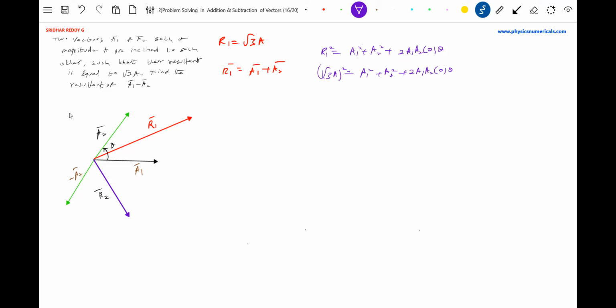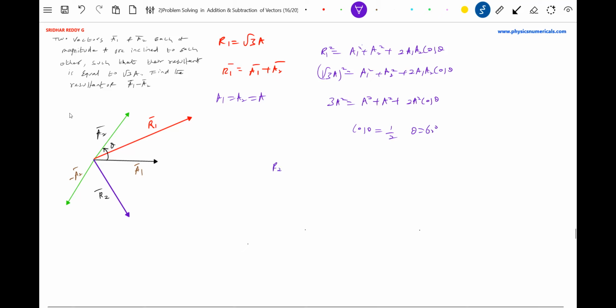Each of magnitude. In turn, what is A1 equal to, A2 equal to? It is A. The magnitudes are equal. Okay, this will become 3A square equals A square plus A square plus 2A square cos theta. Cos theta will be equal to 1 by 2. If you solve this, theta equals 60 degrees. Now we'll go for the resultant R2 bar.